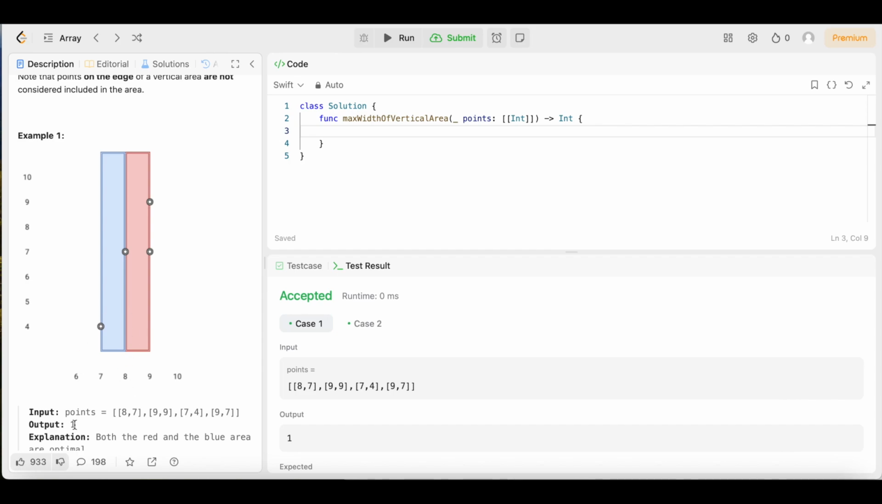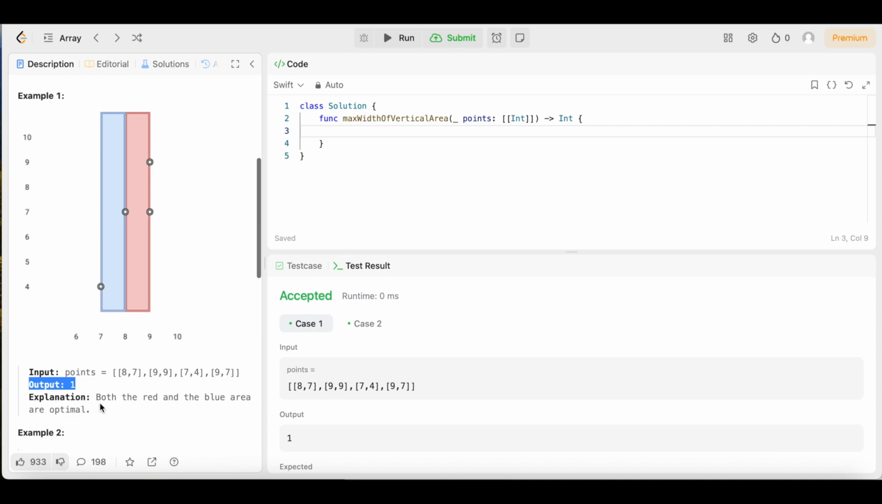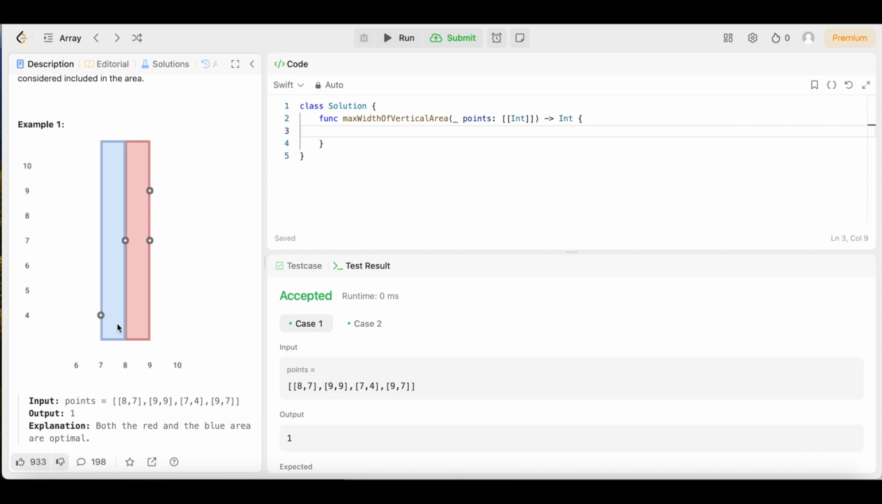So in this case, the input points is a 2D array of integers. We have 8, 7, that's a point, then 9, 9, then 7, 4, then 9, 7. The output is 1. The explanation says both the red and blue area are optimal. So the greatest from here to here would be 1 because we're going from 7 to 8 on the x-axis. That's all we worry about, the x-axis. Then from here to here, that would be 1 as well because we're going from 8 to 9 on the x-axis. These, we're going from 9 to 9, so this would be 0. But we want the greatest, right?